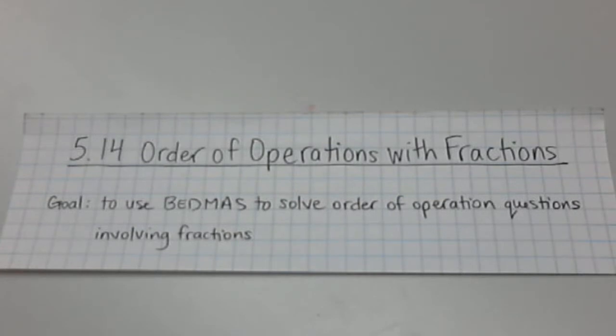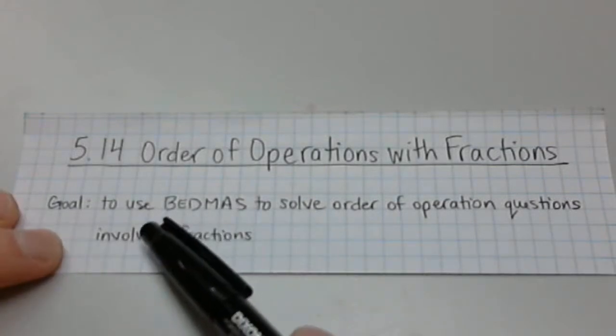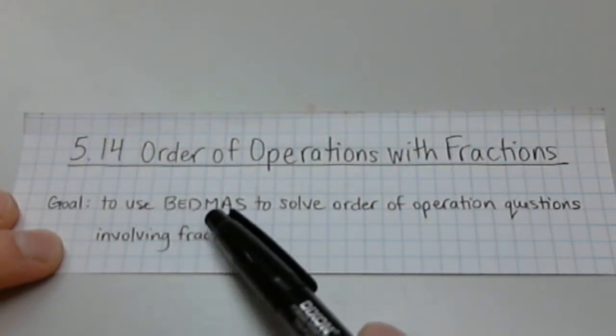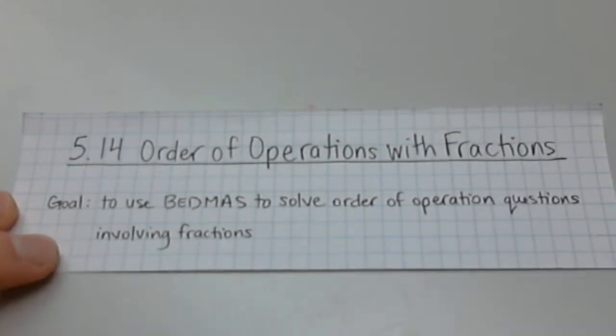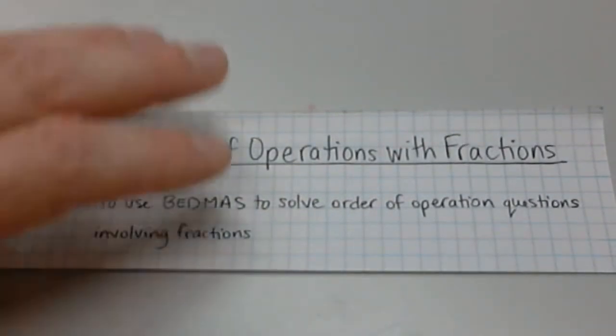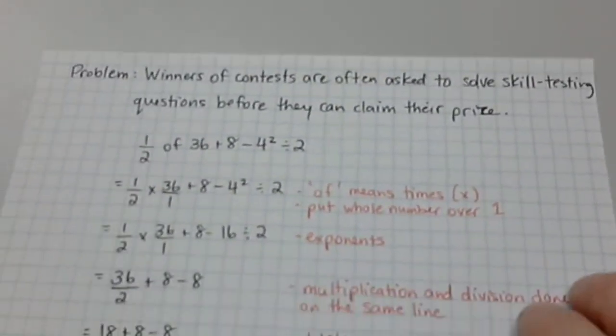I know that we've had some practice using order of operations, but we've used it all with whole numbers. So now I'm going to try and really confuse you and throw some fractions into those questions. I'm just kidding. I'm going to try and help you out with this stuff. We're going to remember to use BEDMAS, brackets, exponents, division, multiplication, addition, subtraction, to solve order of operation questions which happen to involve fractions. So, let's go through a problem together.